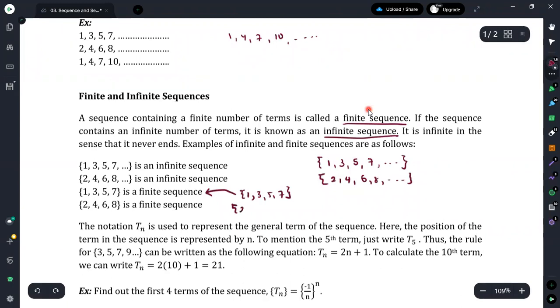If I write it in this way, 2, 4, 6, 8, 10, and 12, suppose that this is the sequence that I am considering. Here also we can see that there are a finite number of elements in this sequence. Therefore, this type of sequence is also said to be a finite sequence.